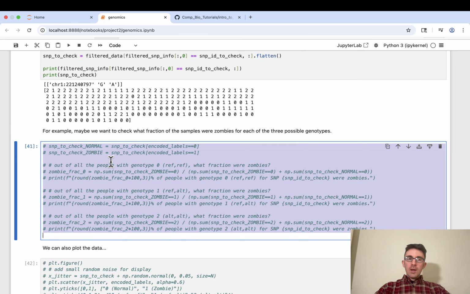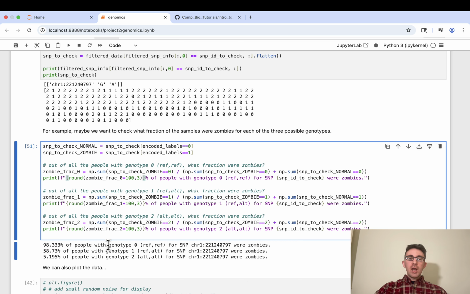I won't explain every single line of this code. You can work through it yourselves if you want to understand what every line is doing. But this is a block of code for printing out what percentage of people with each genotype were zombies.